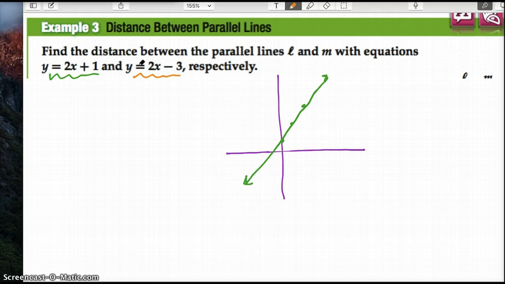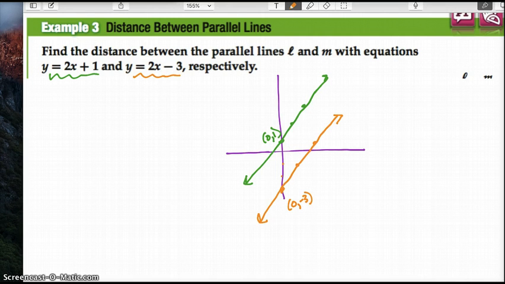And then this orange one, the y-intercept is -3. So we start down at -3, which is here. And the slope is the same, up 2 over 1, up 2 over 1. So this line should look like this. So here are two parallel lines, and what we need to do is find the distance between the lines. What I do know is I've got 2 points here. One point, the point on this green equation, is going to be the y-intercept, which is (0, 1). And the point on this orange one is going to be (0, -3).